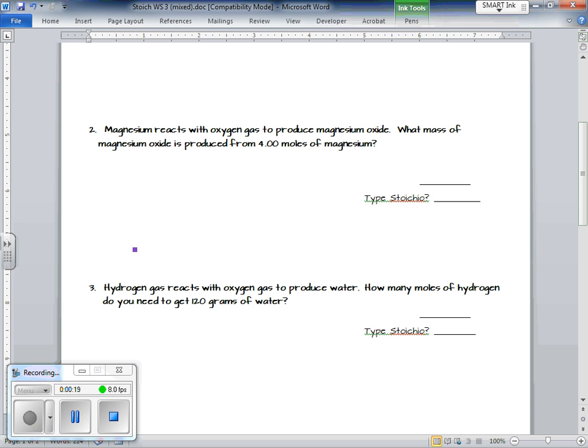So it says magnesium reacts with oxygen gas. Magnesium is simply written as Mg. It's not in a compound, it's not diatomic, so you can just leave it as Mg. It says it reacts with, so plus sign, oxygen gas. Oxygen is diatomic, so if you have it by itself, it's got to have a partner, it's got to have two of them. And it says it's going to produce magnesium oxide.